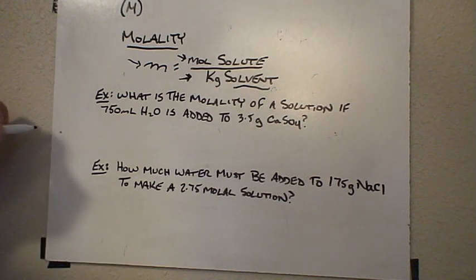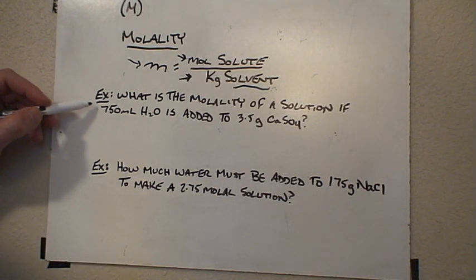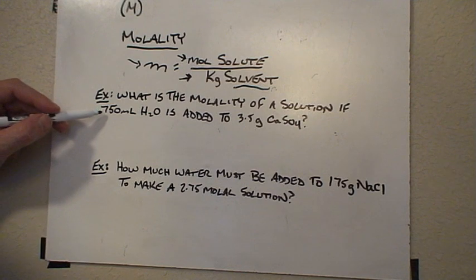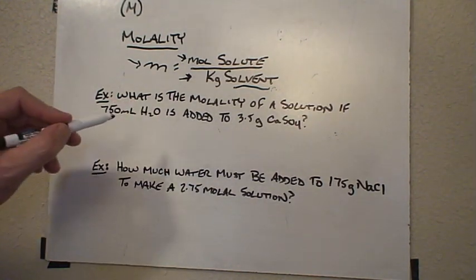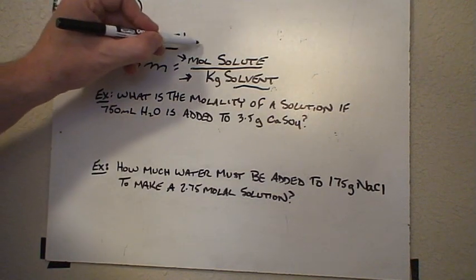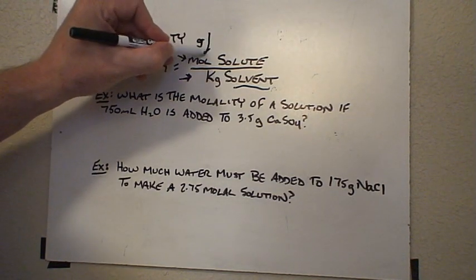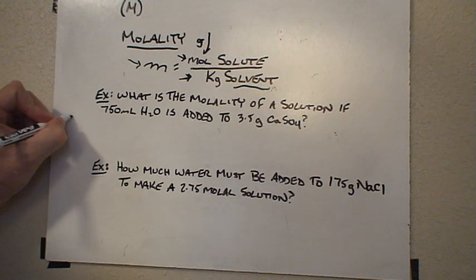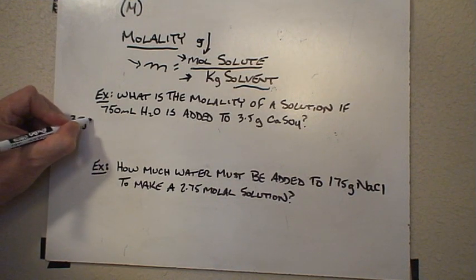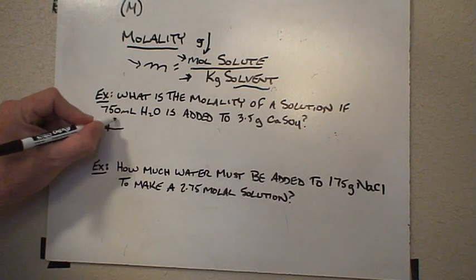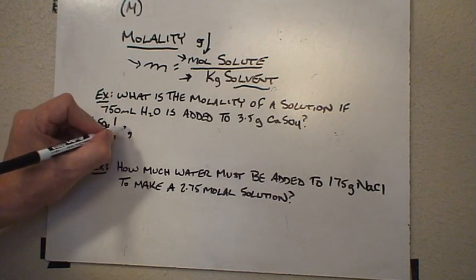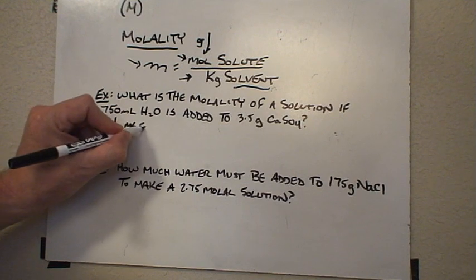So here's what it looks like in action. The question is, what is the molality of a solution if 750 milliliters of water is added to 3.5 grams of calcium sulfate? Now, remember, grams we need to get into moles. So let's take a look at that first. 3.5 grams of calcium sulfate. How do we convert that into moles? Grams to moles of calcium sulfate.